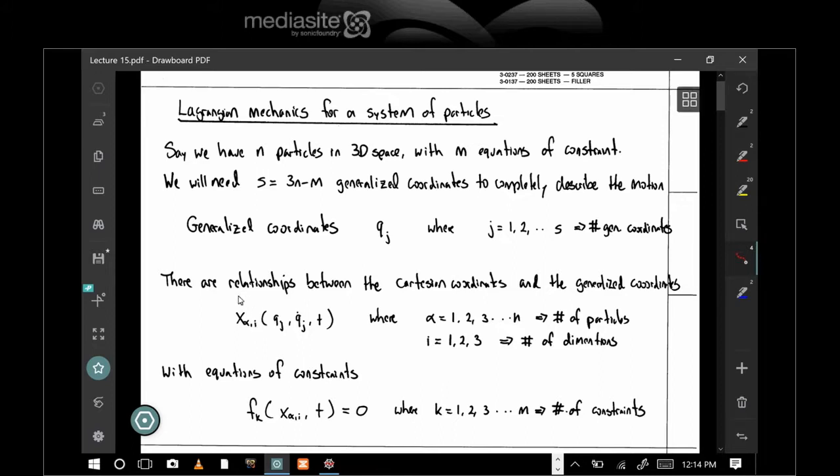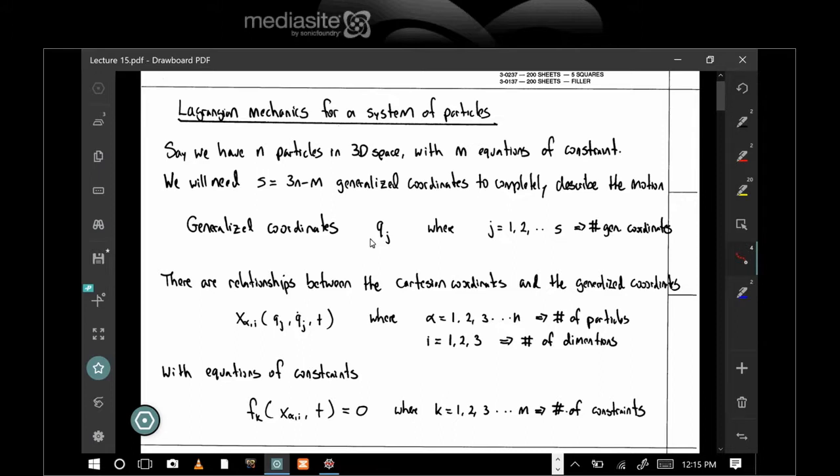Now, these Cartesian coordinates, in general, may be functions of the q sub j's, and time as well, depending on the problem. But what these are, are relations between the Cartesian coordinates and the generalized coordinates. We're going to need them because when we calculate the kinetic energy and the potential energy, we're going to first use Cartesian coordinates and then relate them to generalized coordinates.